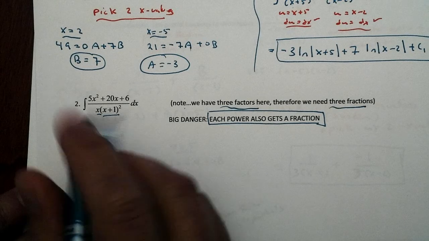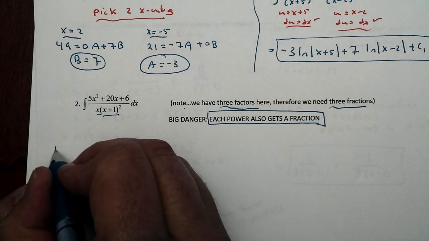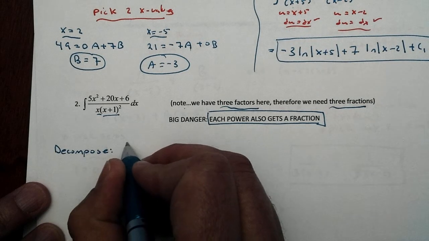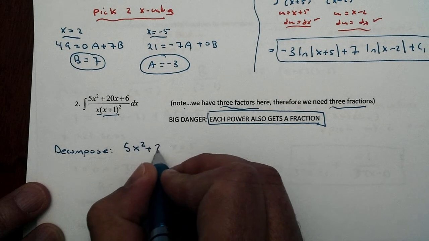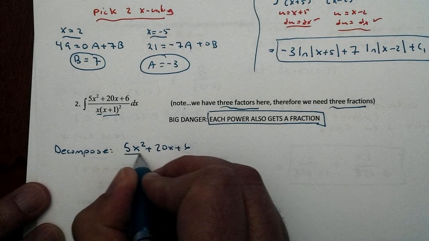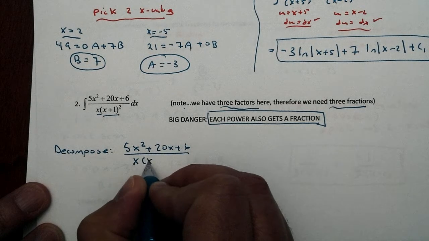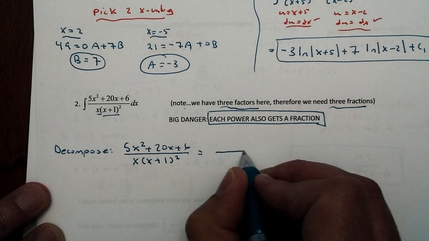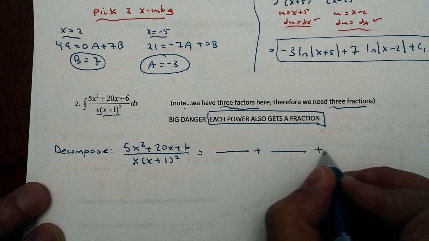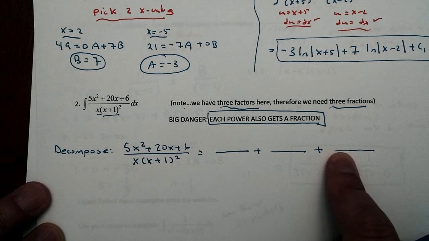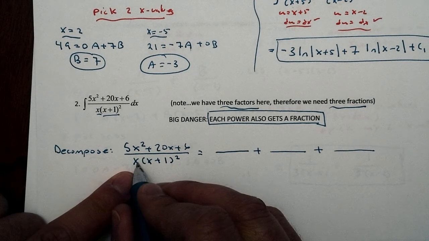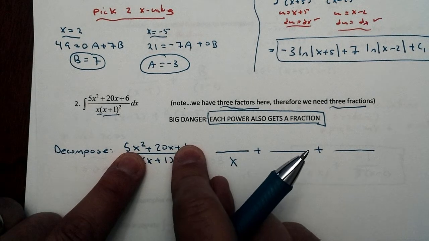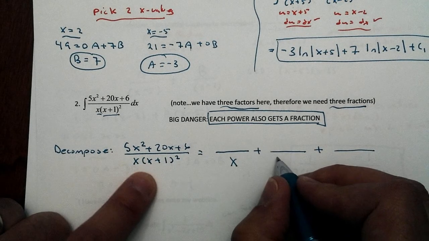So if I want to decompose this, this is from last year. If we're going to decompose this, we get 5x squared plus 20x plus 6 over x times (x plus 1) squared. When I write this out, each factor gets a fraction. There's 3 of them. Now they've already factored it for us, so that's nice. So my first factor is x.